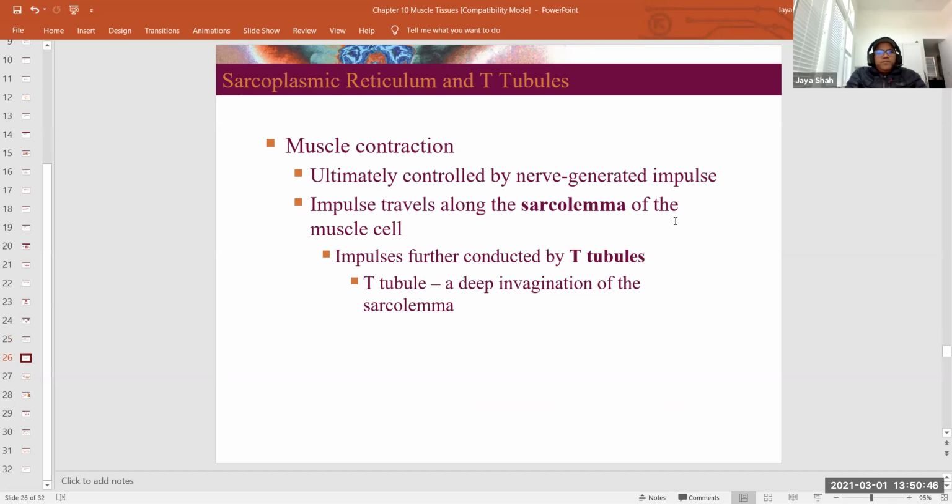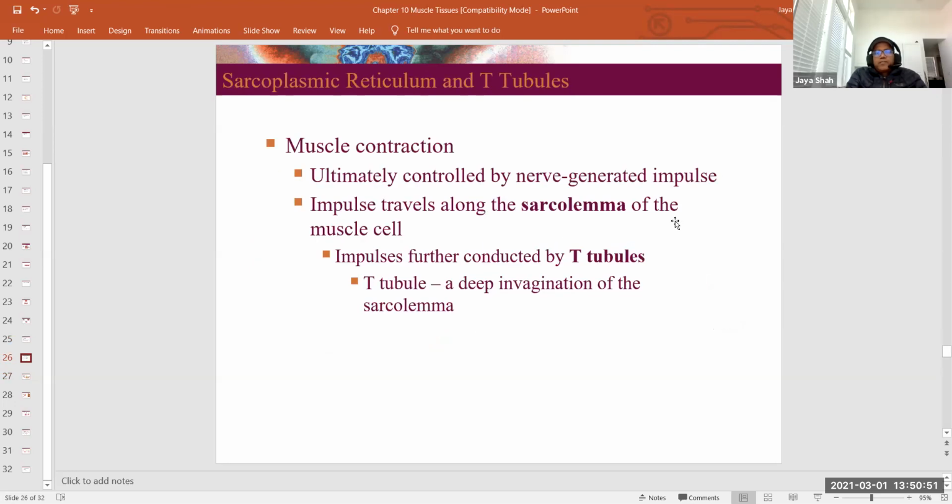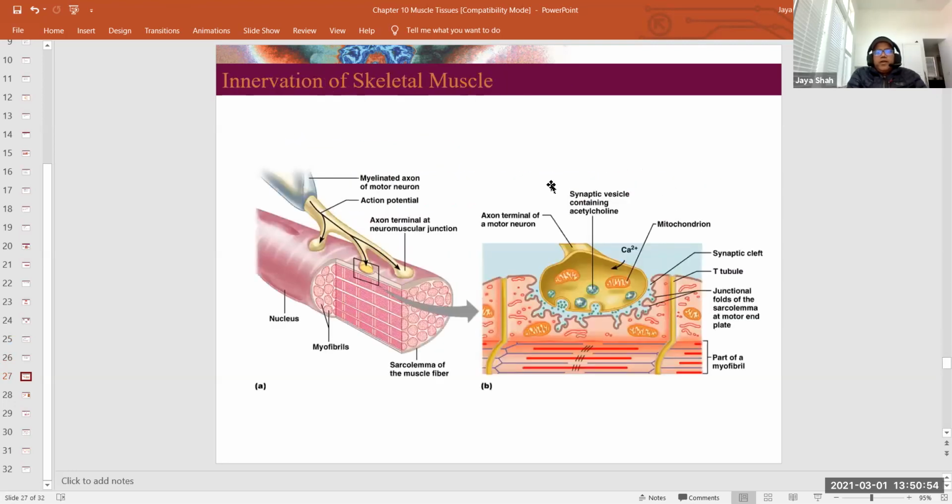Sarcoplasmic reticulum, we talked about it earlier. So here, this is the neuromuscular junction. A motor neuron is synapsing with the muscle cell plasma membrane. When an action potential comes here, they release a neurotransmitter in the synapse, which binds with the muscle cells and depolarizes the muscle cells. That action potential passes through the T tubule around the myofibril, and then the muscle contracts.